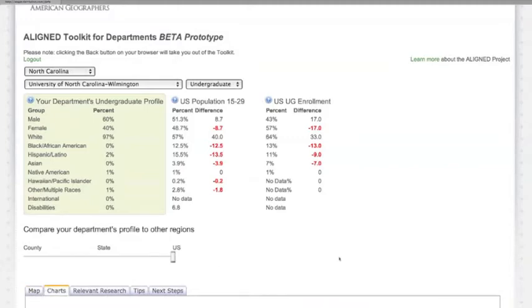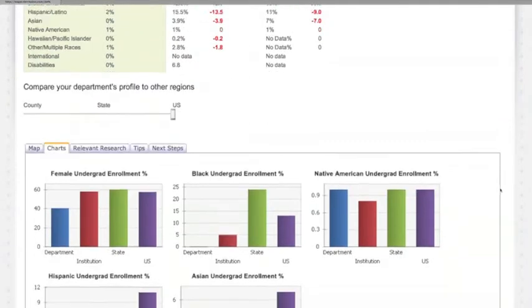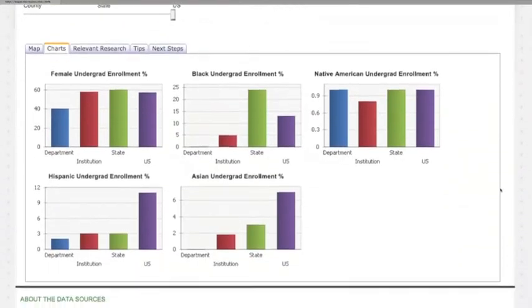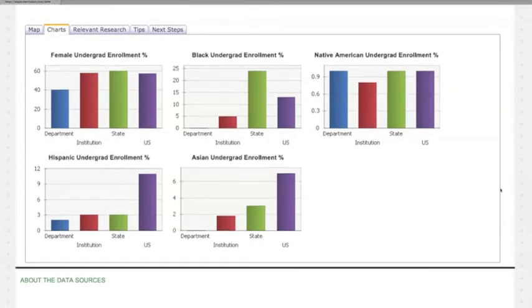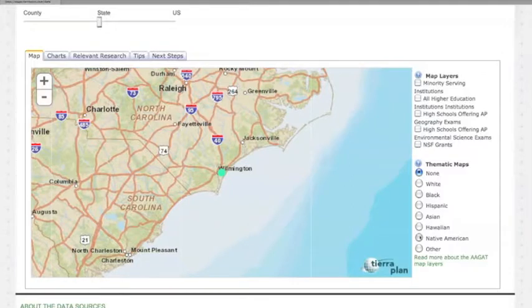These statistics can be easily seen all together and visualized in a group of charts that we've provided for easy comparison. You can see this department is doing very well with respect to Native American undergraduate enrollment and is interested in reaching out to the Black community on campus and across the state. So what does this look like on the map?